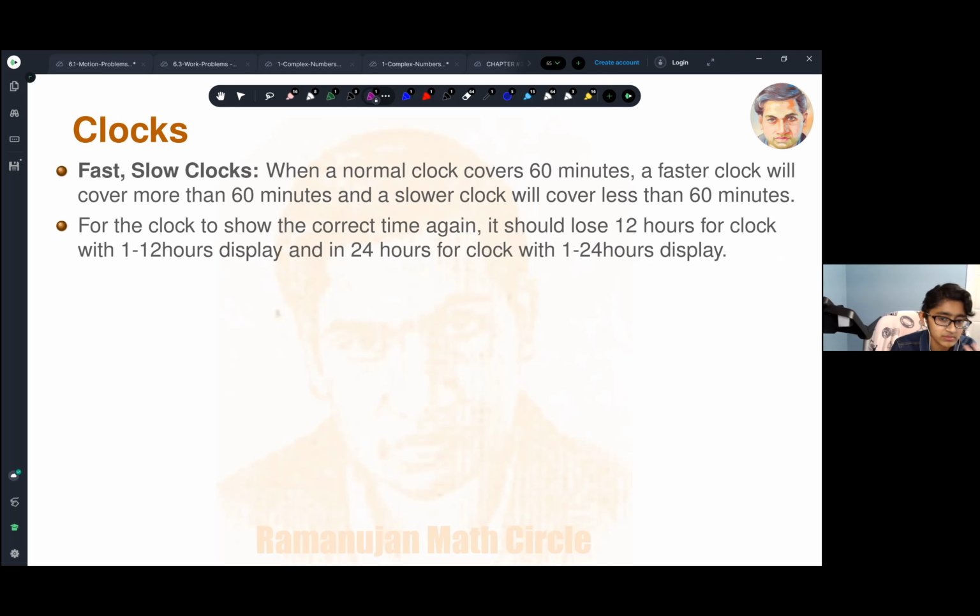Sometimes the questions are based on, when will it show the correct time again? In order for it to show the correct time again, in a 12-hour clock, the time lost or gained should be 12 hours, and in a 24-hour clock, the total time lost or gained should be 24 hours.